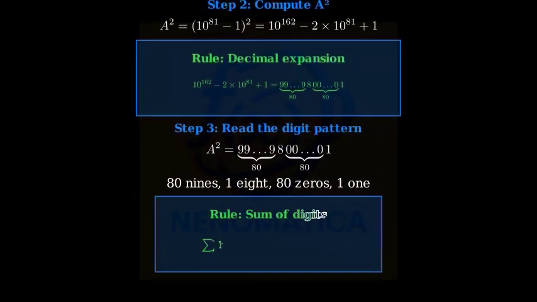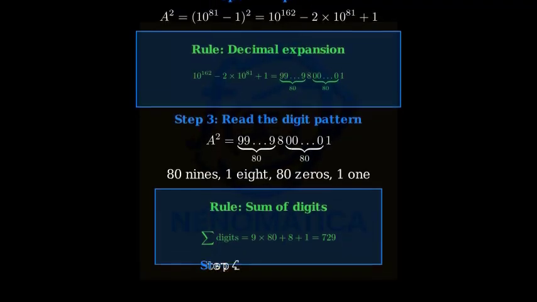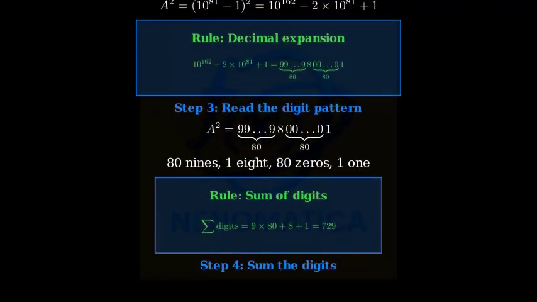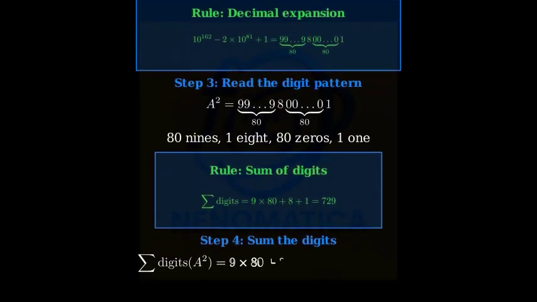Finally, we need to find the sum of all these digits. We have 80 9s, which gives us 9 times 80. Then we have 1 8 and 1 1. So the sum is 9 times 80 plus 8 plus 1, which equals 729. So the sum of digits of a squared is 729.